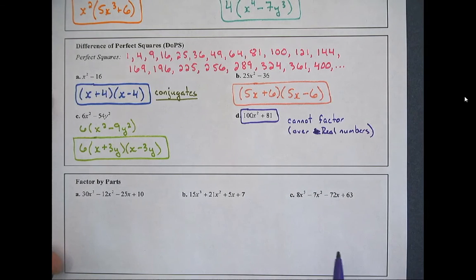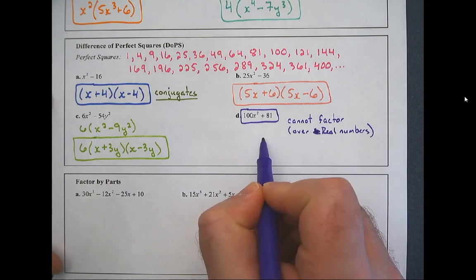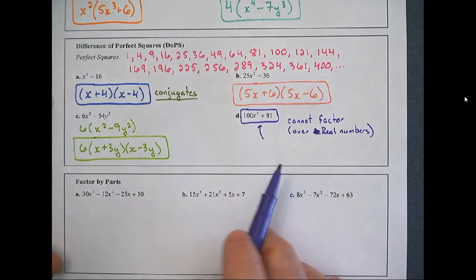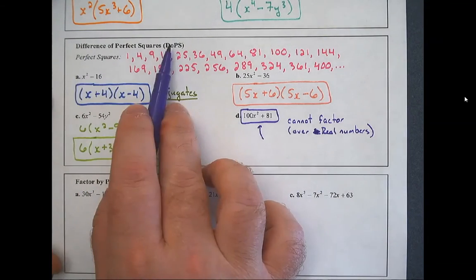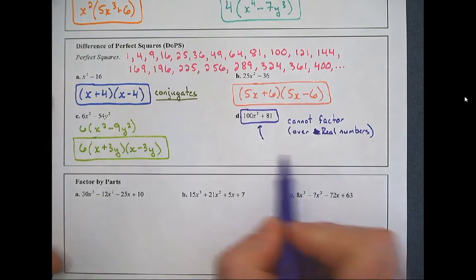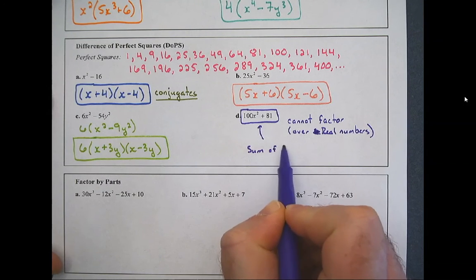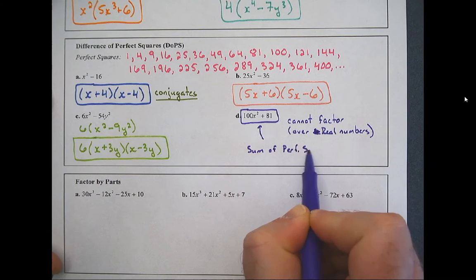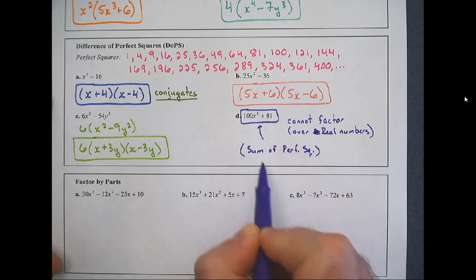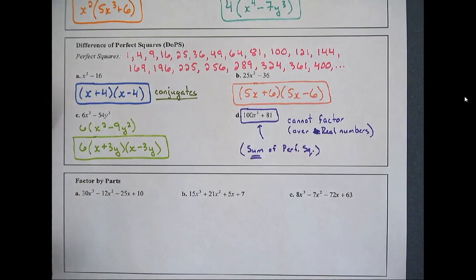Remember those little i's? This is not going to work because, like we said, this is called DOPS, difference of perfect squares. This is a sum of perfect squares. SOPS. We can't factor SOPS over the real numbers.